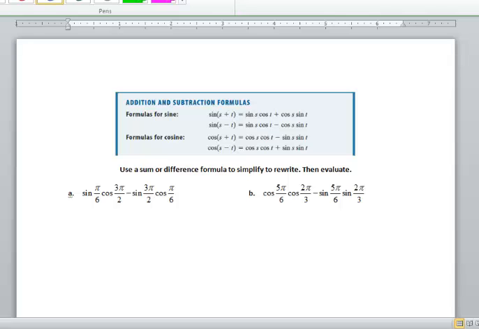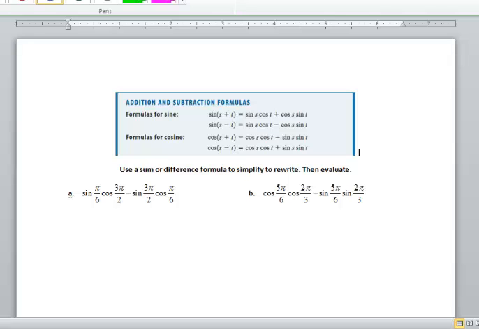All right, in the other video from sections 7.2 and 7.3, we dealt with the addition, subtraction, double angle, and half angle formulas, but we dealt with them pretty much using them from left to right. Now, in this video we're going to deal with using the same formulas, but in the opposite direction, from right to left. So I have this little box again that gives you the addition and subtraction formulas, and then I tell you to use a sum or difference formula to simplify, to rewrite, then evaluate.